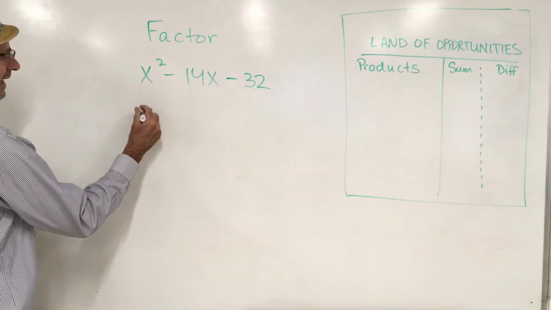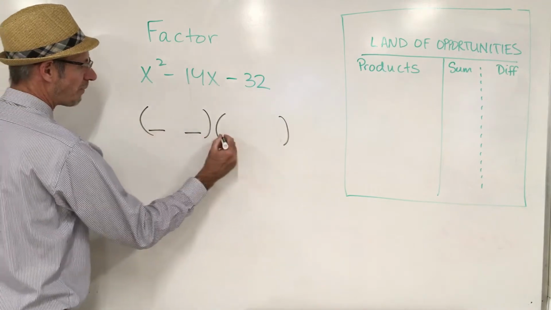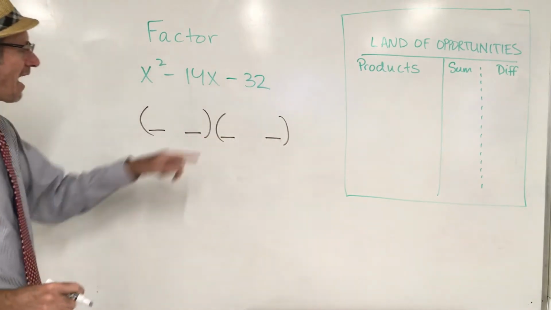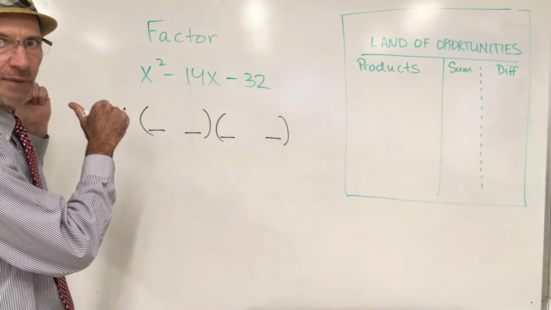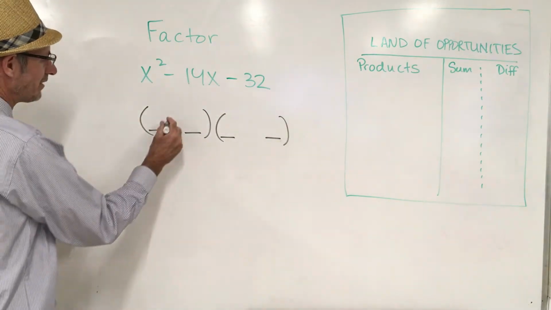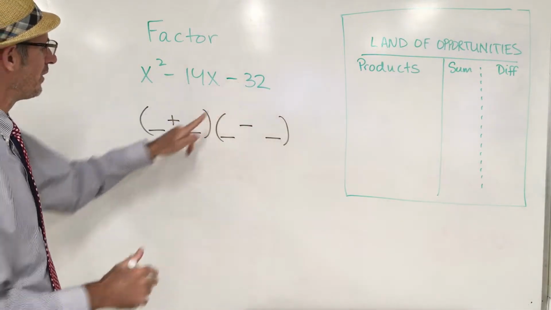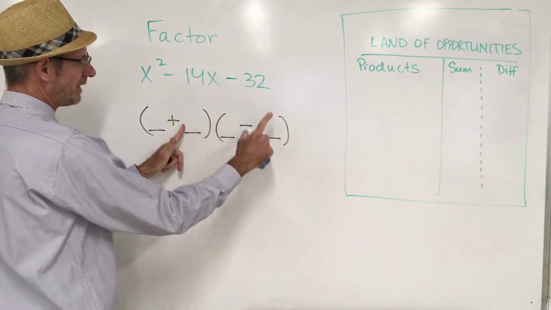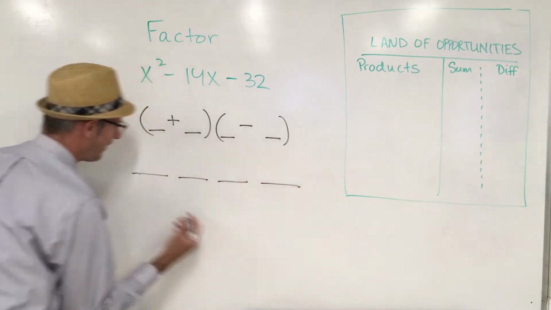So I'm going to start out by setting up my two binomials. And I'm going to put blanks for my 4 terms. And now my C value is negative. So I'm going to be going to the left on the notes. And my signs are going to be opposites. The only way to get negative 32 is if I multiply a positive times a negative. So I'm going to use reverse foiling to help me figure this out.